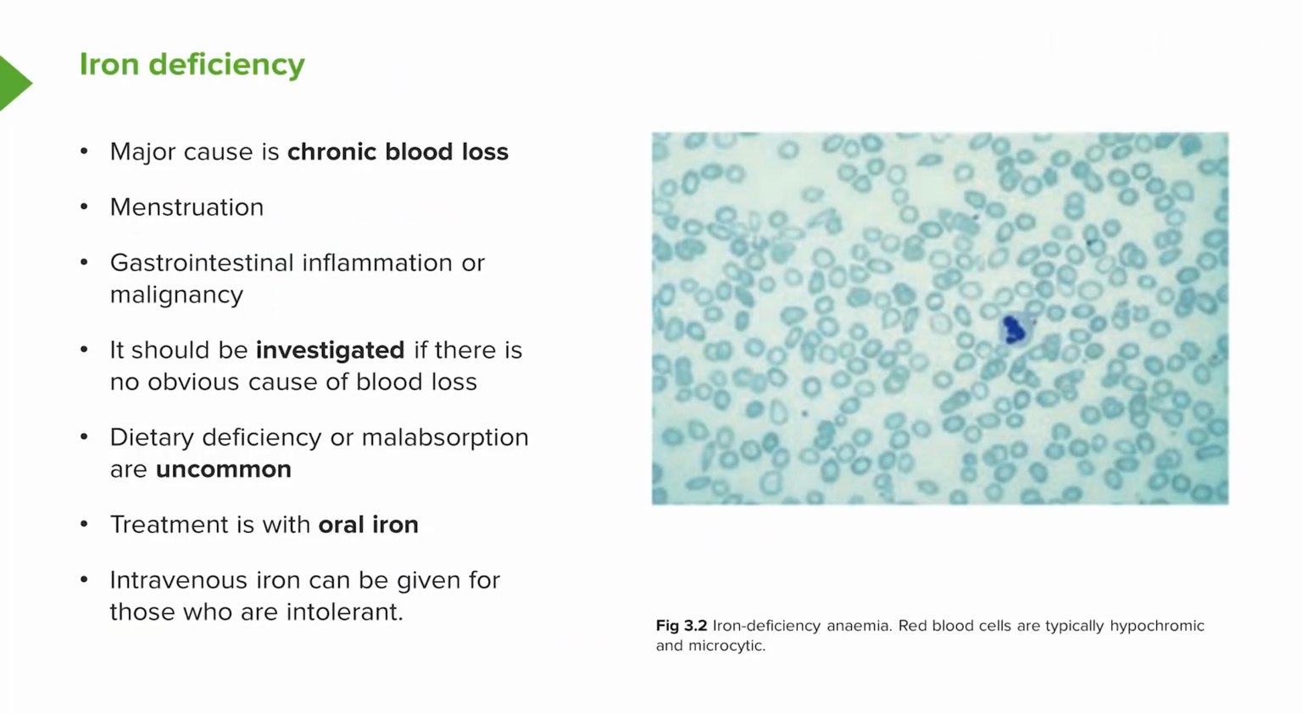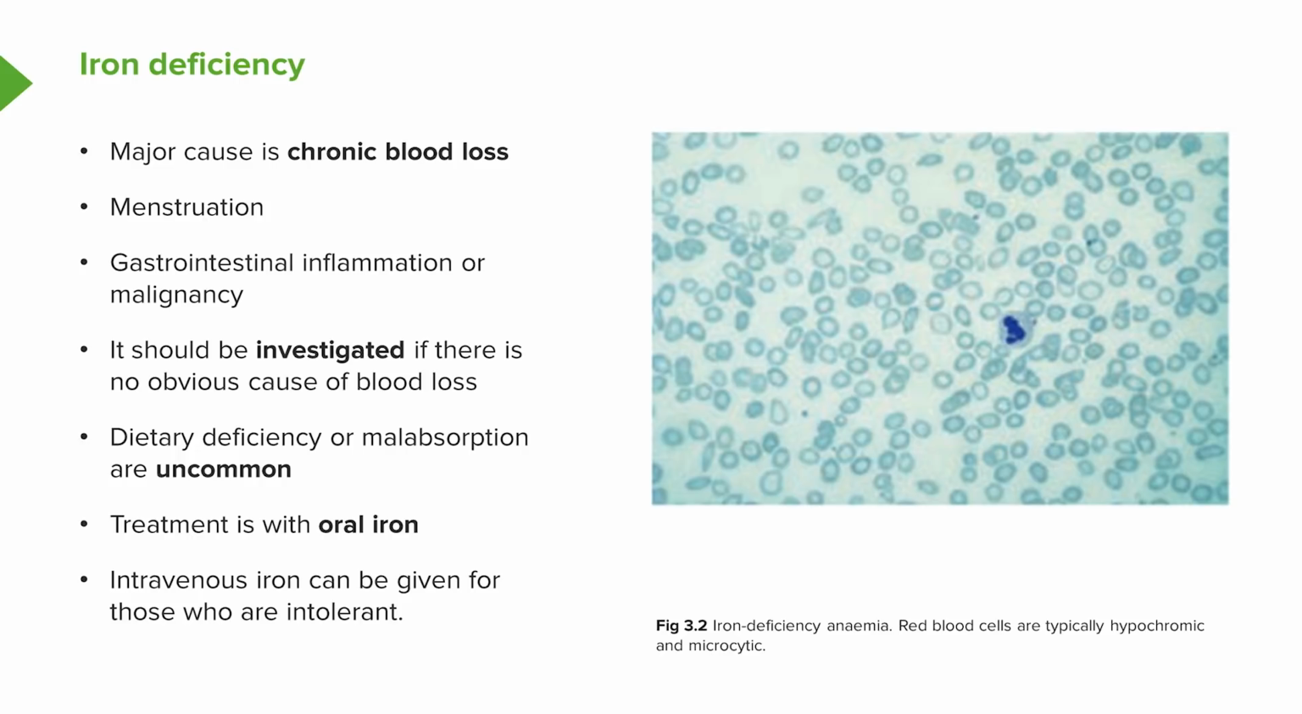Now, iron deficiency is one of the most common findings in people around the globe. And the major cause is chronic blood loss, particularly through menstruation. So women who are premenstrual, having regular menstruation, are very commonly iron deficient. It can also be the result of gastrointestinal malignancy or inflammation.